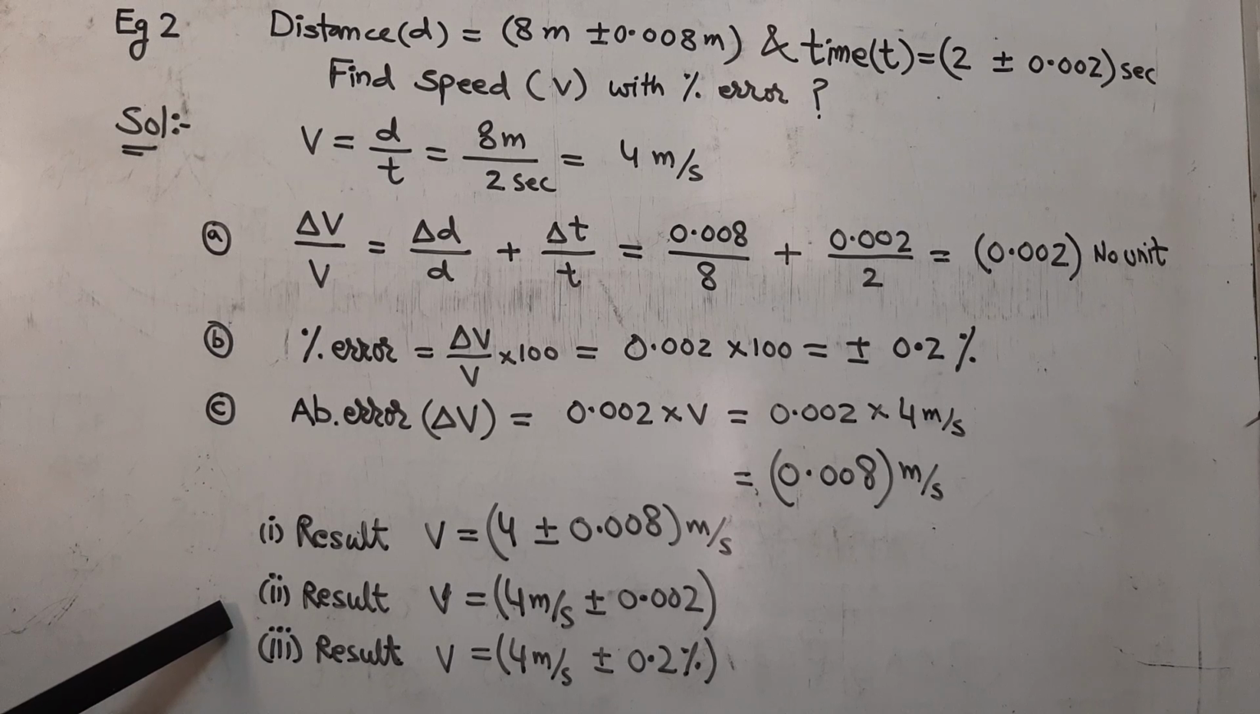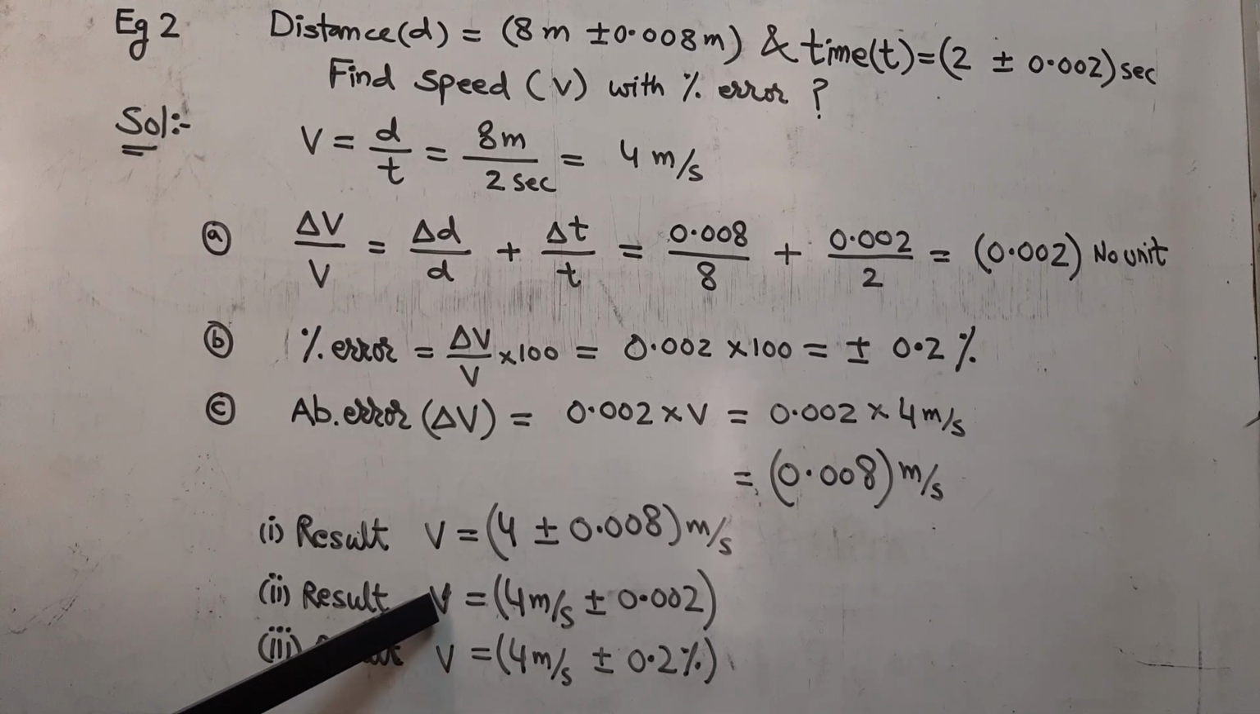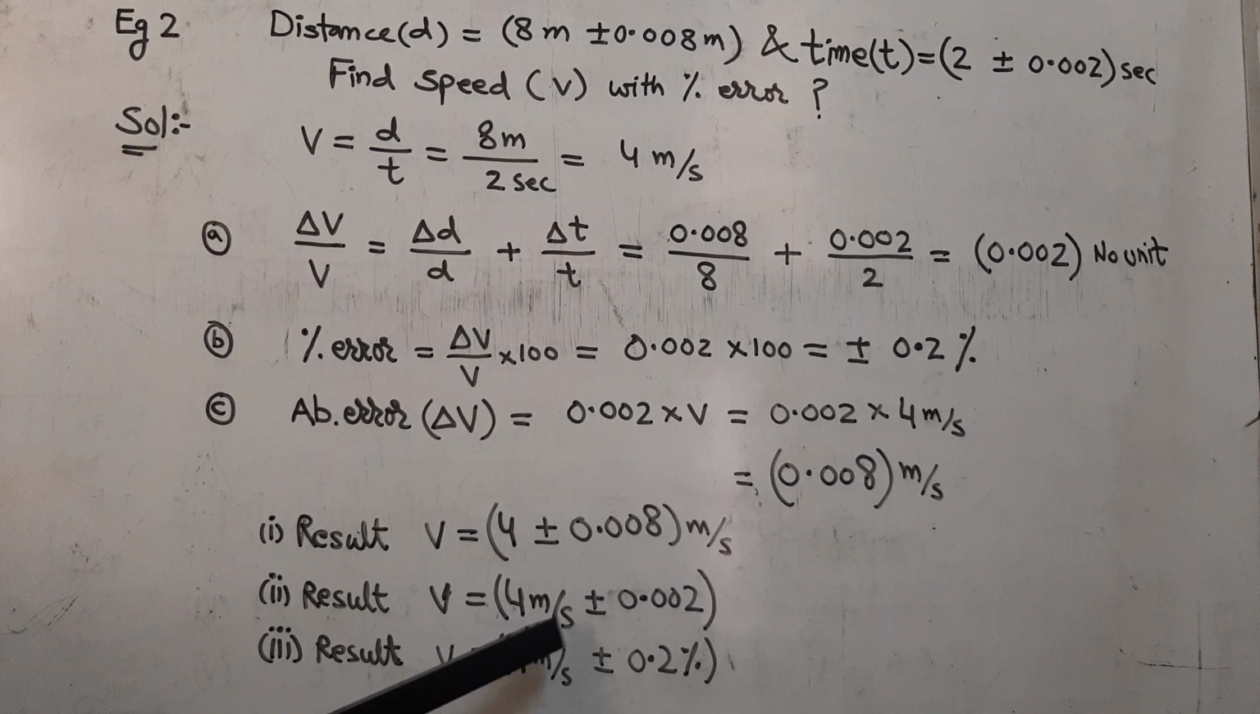Now in case of fractional error, we would write V, that is speed, equals 4 meter per second plus minus 0.002. Students, we have to write the unit with the actual value, because there is no unit of fractional and percentage error forms.